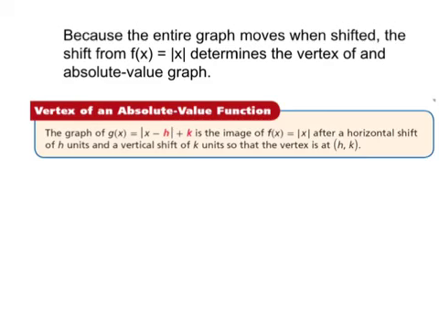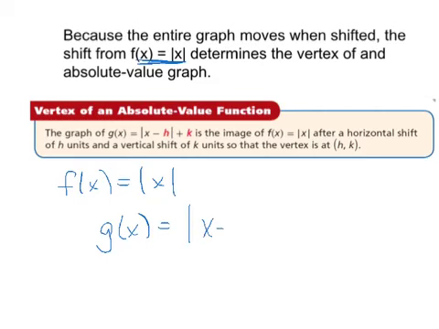Next example. Because the entire graph moves when shifted, the shift from your parent function determines the vertex of the absolute value graph. So, our parent function, if we transform left or right or up and down, we get our new form, absolute value of x minus h, plus k. Our vertex is at the point (h, k). Okay, which used to be (x, y), we're now calling (h, k). H is horizontal, left and right, so we're replacing that for x. K is vertical, up and down, we're replacing that for y.